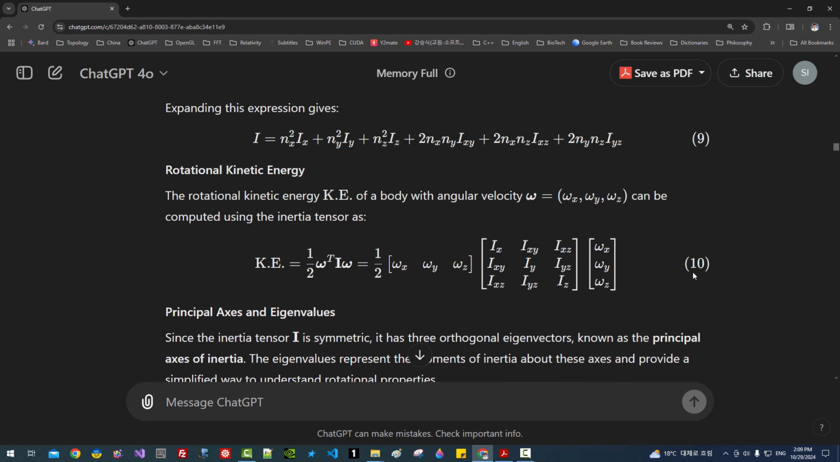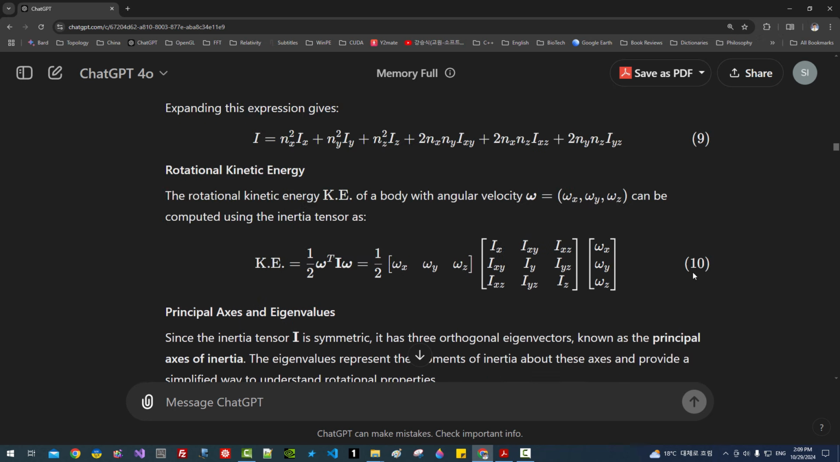Now, expand L explicitly using the components of I and omega. L equals I omega equals the matrix with rows (Ix, Ixy, Ixz), (Ixy, Iy, Iyz), (Ixz, Iyz, Iz) times the vector omega (nx, ny, nz), which gives the vector with components (Ix nx plus Ixy ny plus Ixz nz), (Ixy nx plus Iy ny plus Iyz nz), (Ixz nx plus Iyz ny plus Iz nz). So the components of L are Lx equals omega (Ix nx plus Ixy ny plus Ixz nz), equation 6; Ly equals omega (Ixy nx plus Iy ny plus Iyz nz), equation 7; Lz equals omega (Ixz nx plus Iyz ny plus Iz nz), equation 8.